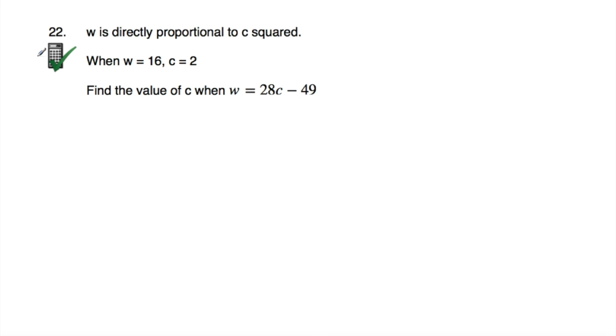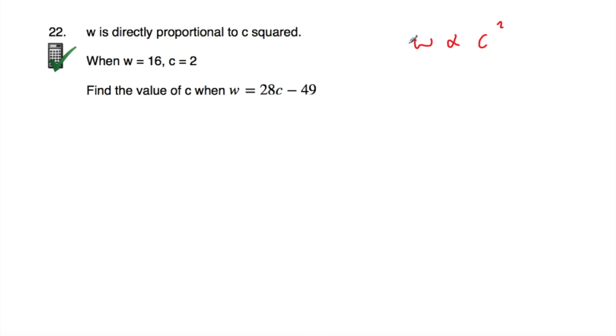Let's have a look at our next question, question number 22. So question number 22 says, w is directly proportional to c squared. And then we're told that whenever w is equal to 16, c is equal to 2. And we've been asked to find the value of c whenever w is equal to 28c minus 49.